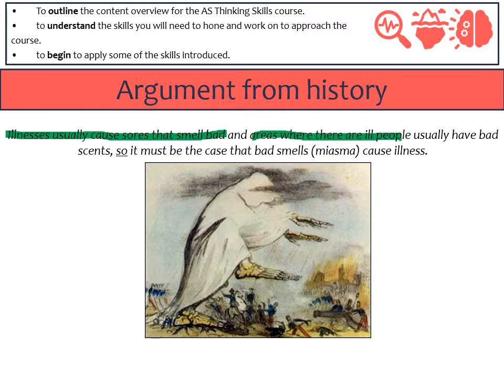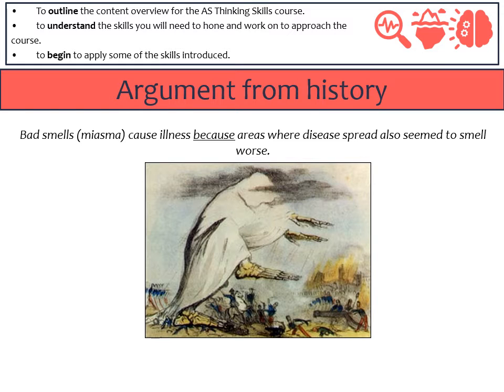Areas where there are ill people usually have bad scents. We have our argument indicator, and our argument indicator in this particular sentence is the word so, and we have our conclusion. It must be the case that bad smells, miasma, cause illness. Now, we know nowadays that isn't true, but if we're looking at the formation of an argument, this is still an argument. People perhaps could propose that particular argument even today, even though we know that it wouldn't necessarily hold cogency and validity.